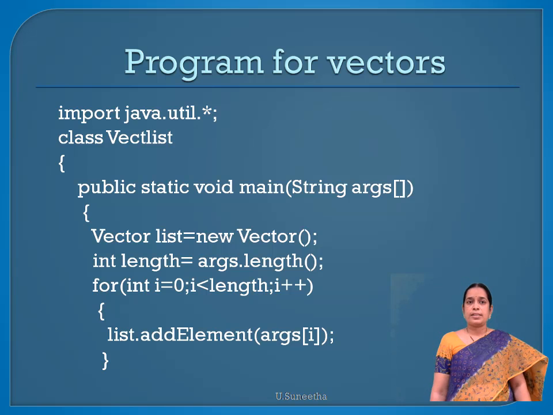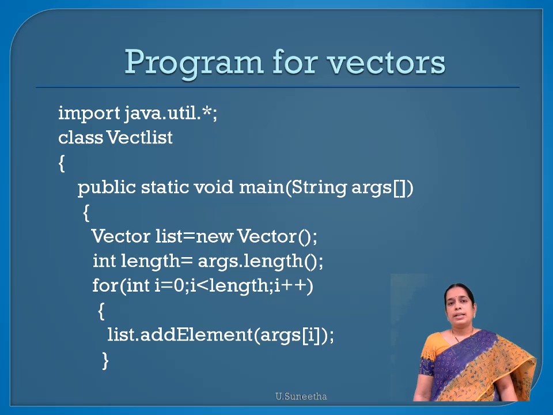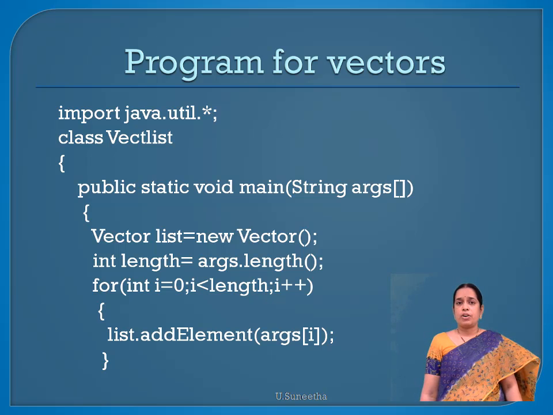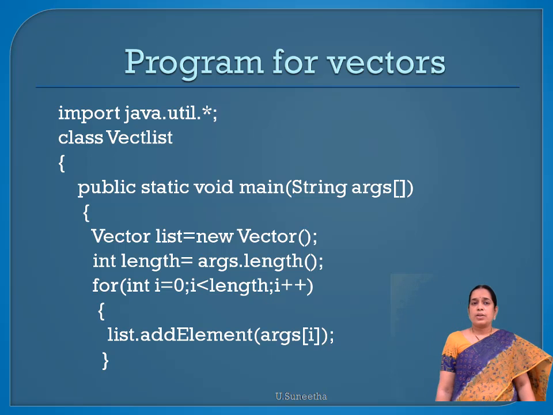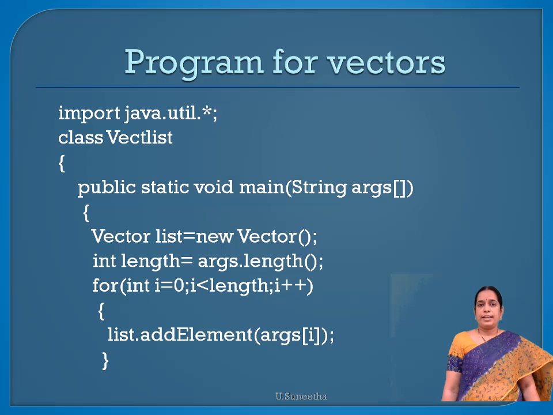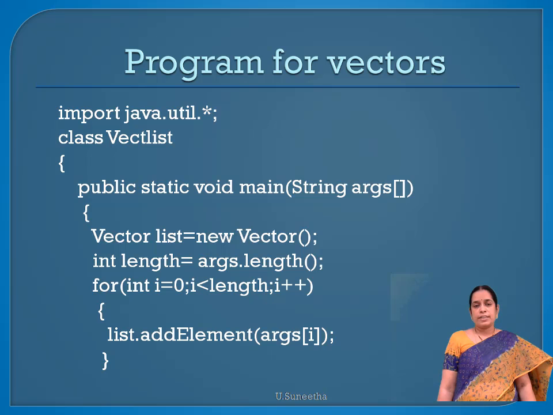An example for vectors. Since we are using vectors, we have to import the package, and the package that we are importing is the java.util package. So we write import java.util.*. Star means all the classes will be imported from the util package. Next, the name of the class is VectList, and it is the main class, and within it the main method has been written. Observe the first statement. In the first statement, we are creating a vector called list. So the name of the vector is list.